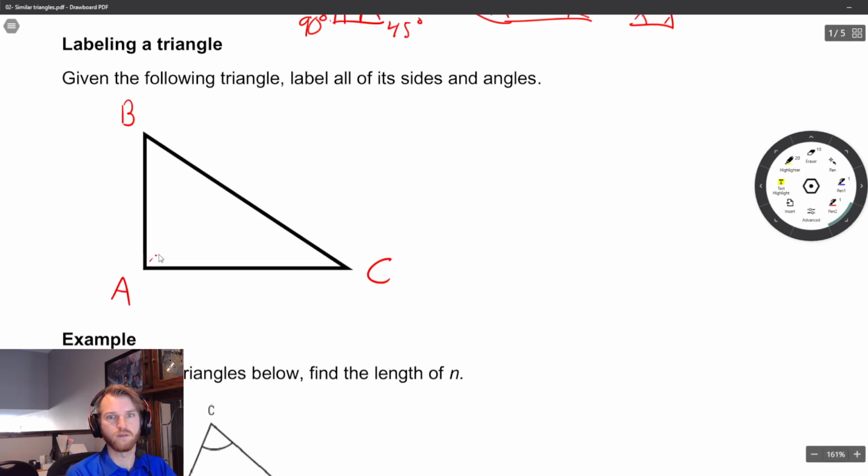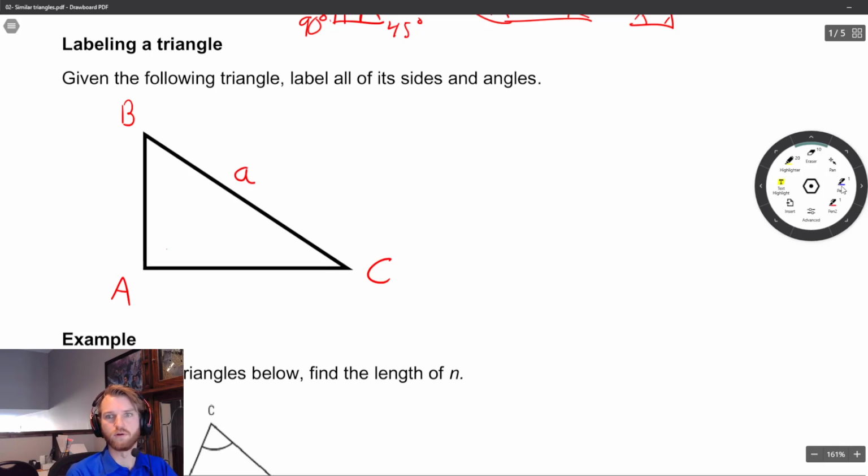So this angle A is directly across from this side here. It's not next to this one, it's next to this one, but it is directly across from this one. It's not touching it. So I label this one a lowercase a. It's the same letter, but the angle is uppercase, the side is lowercase. And then you just do the same thing for B and C.